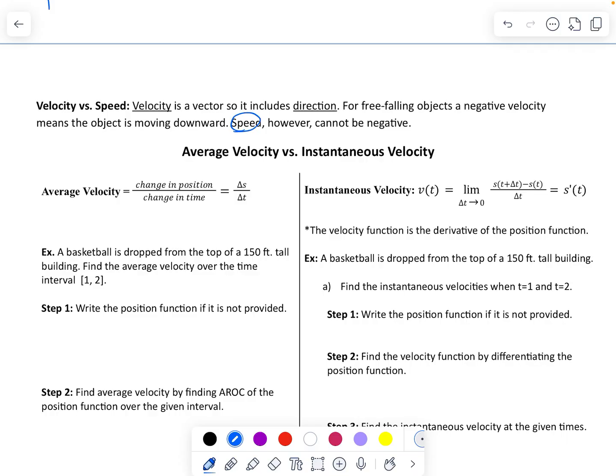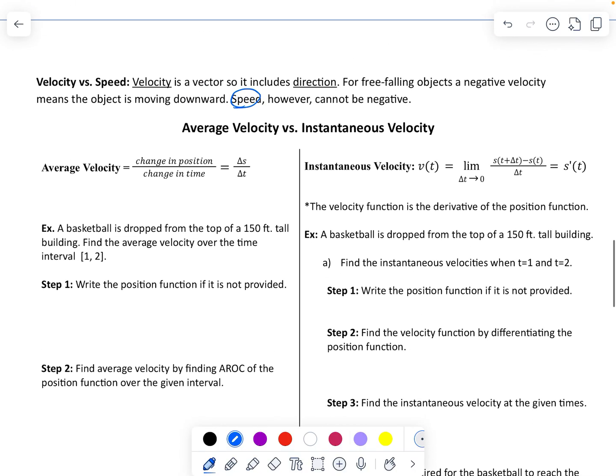Speed, however, will always be positive. So you don't usually say that your speed is negative. You just say that this is the speed that I'm going, 3 miles per hour. Velocity is just indicating the direction, forward or backwards.